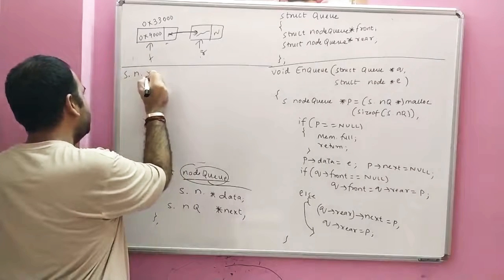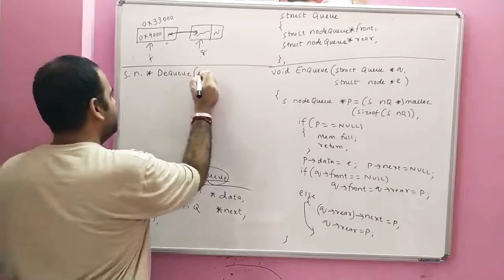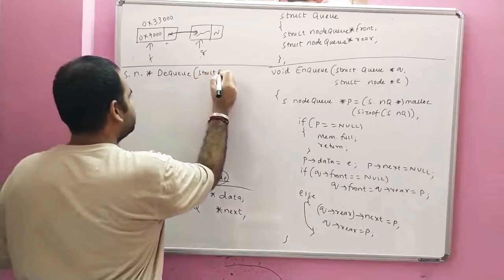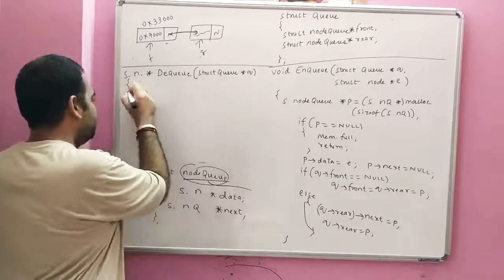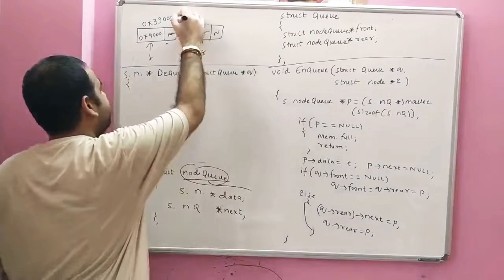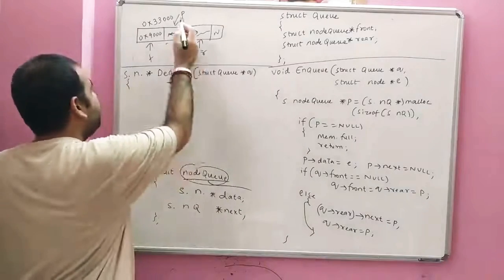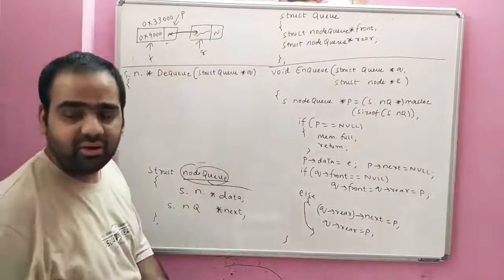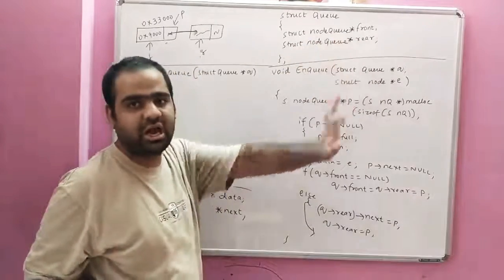Struct node star. And what do I write over here? DQ, and here I say struct Q star Q. Now, how do you DQ from the front end of the queue? We take one pointer over here. This P should be pointing to the front end of the queue, and front is of what type? Struct node Q star.